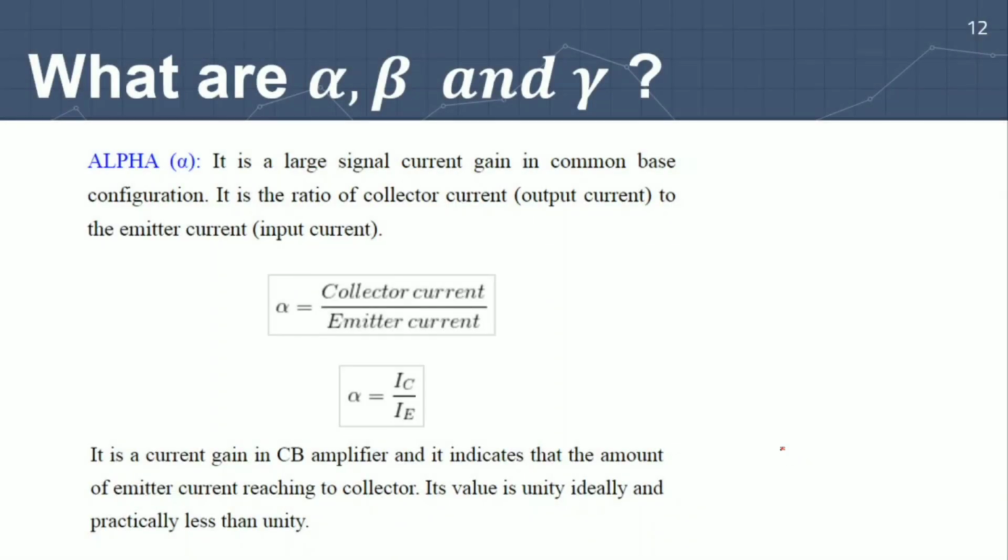Okay, now what are these parameters alpha, beta and gamma? All these three parameters alpha, beta and gamma are the current gains. Where do we get these current gains? These current gains are obtained whenever the BJT is connected in all three different configurations. Whenever the BJT is connected in three different configurations, we get some gain, which are the current gains. So this alpha, beta and gamma is defined below.